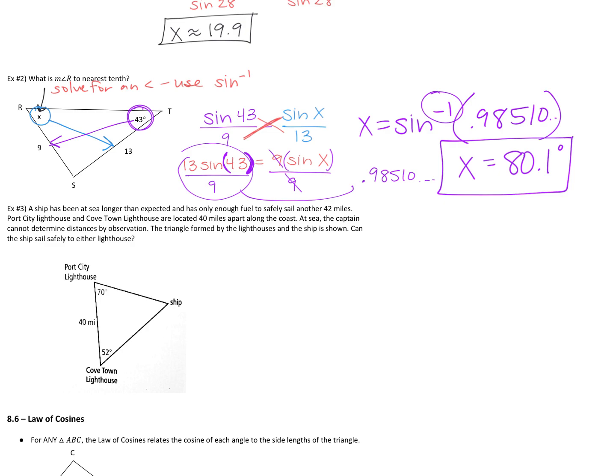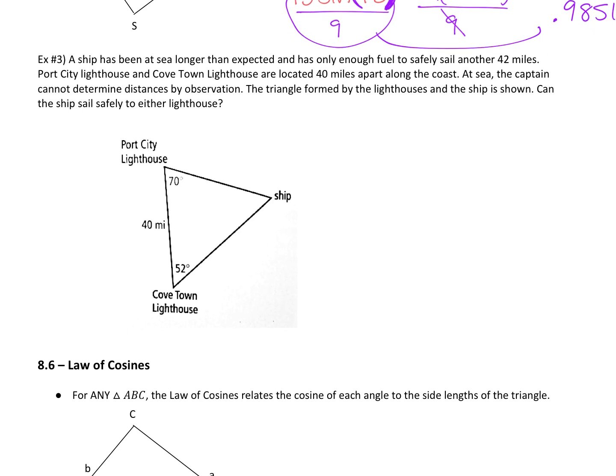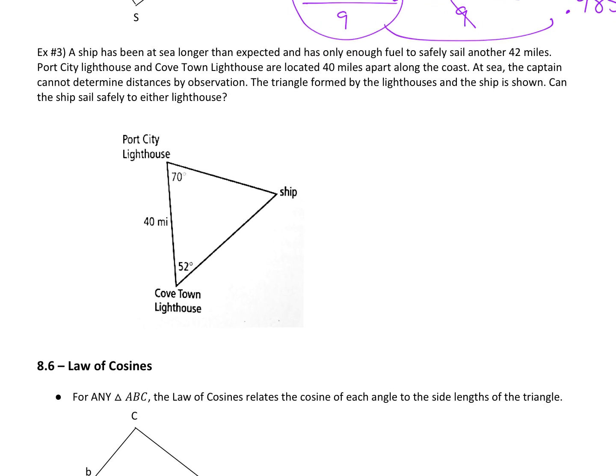Okay, last one. Here it is. It says a ship has been at sea longer than expected and has only enough fuel to safely sail another 42 miles. Port City Lighthouse and Cove Town Lighthouse are located 40 miles apart along the coast. At sea, the captain cannot determine distance by observation. The triangle formed by the lighthouses and the ship is shown. Can the ship sail safely to either lighthouse?